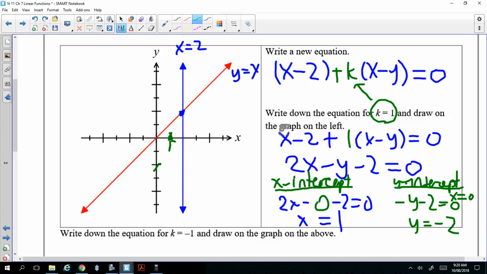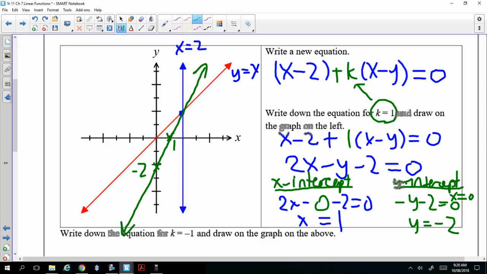Now use a ruler, and then a miracle could happen. Have a try. Who can tell me what miracle you saw? Where do they intersect? That's why they're in the family, because they're concurrent. That's when k equals 1.